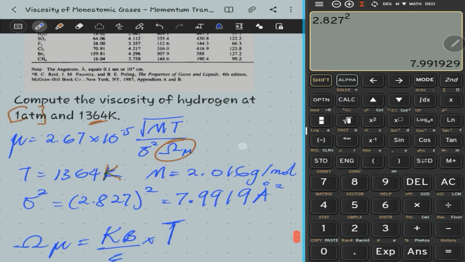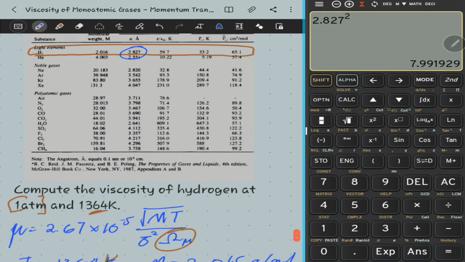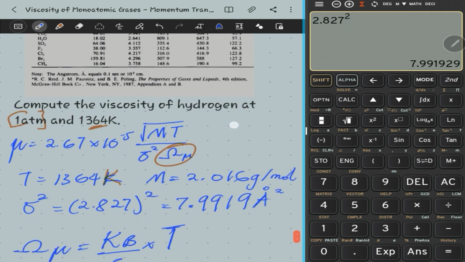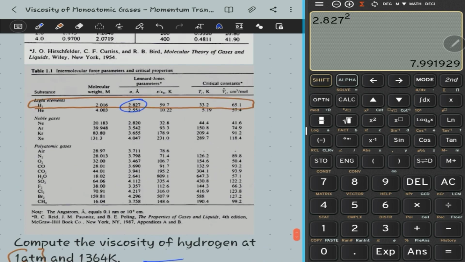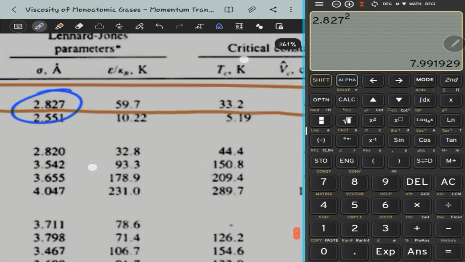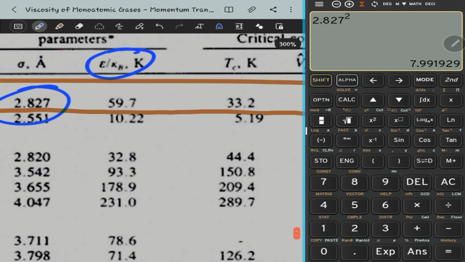Okay, so that's what we're going to do. For hydrogen, this parameter has already been given. But let's see what's happening. When we look at this table here, we have it in something similar but different. So you see it has been inverted.